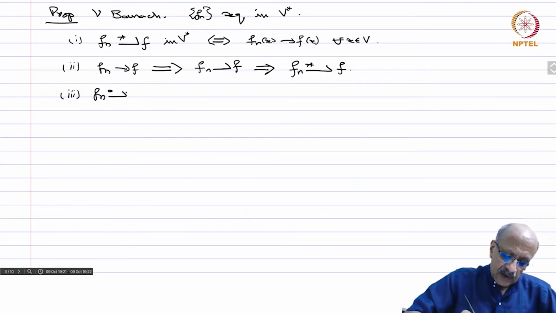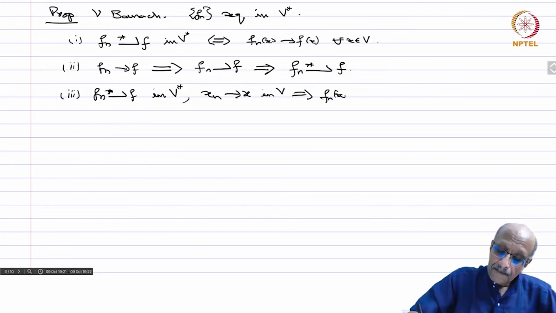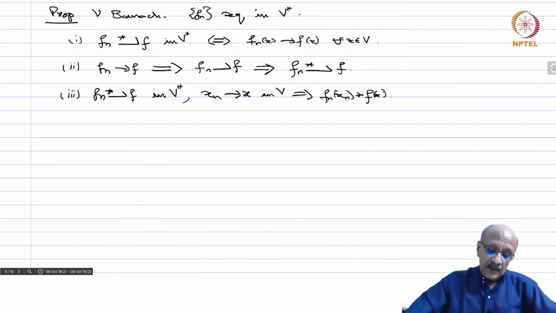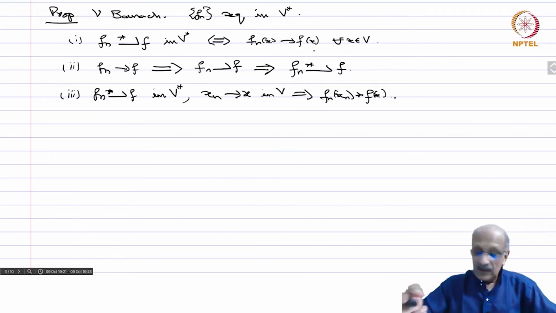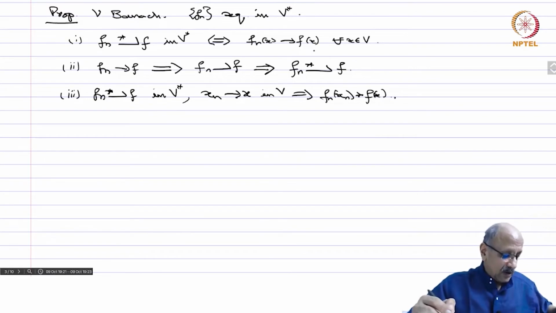fn weak star converges to f in V star and xn converges in norm to x in V. This implies fn of xn converges to f of x. Again you take the difference and add and subtract the usual term like we did last time, and you will get it. Again, if it is convergent in the weak star topology, it has to be bounded, because fn of x converges to f of x for every x, so by the uniform boundedness principle, the norm of fn is less than or equal to c. So we have that automatically. So we do not have anything new.